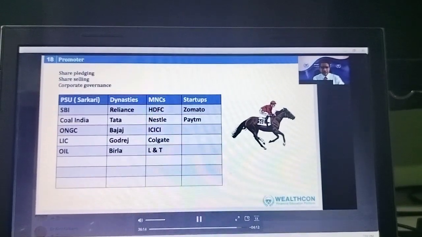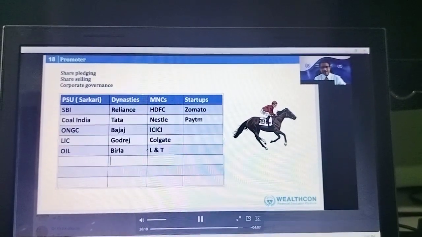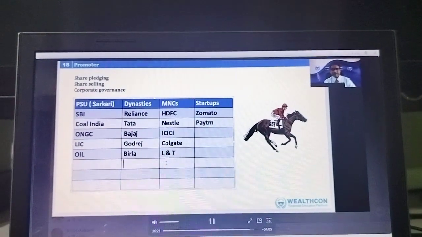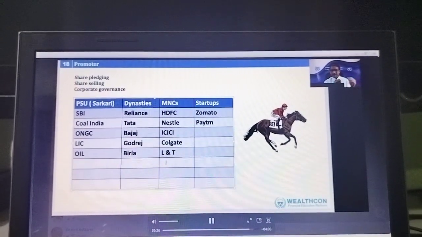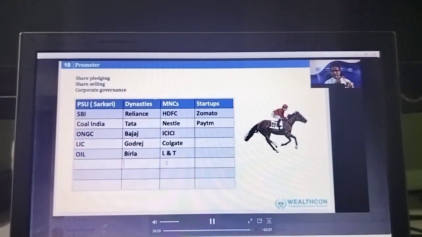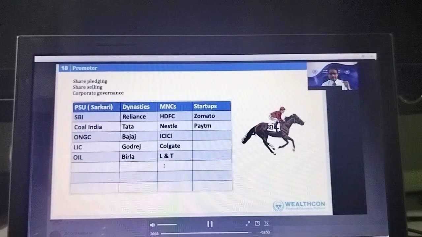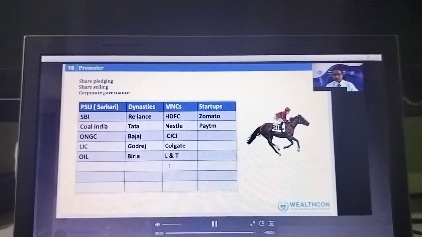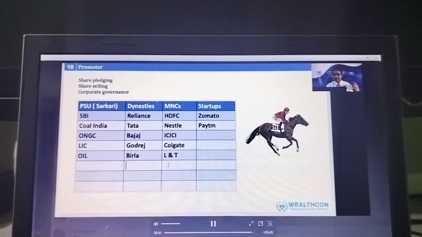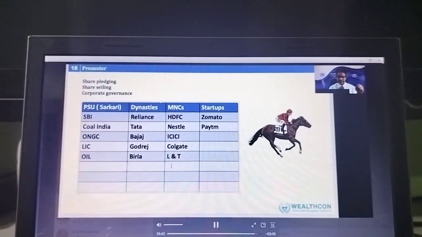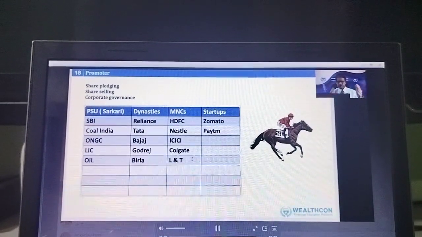Reliance, Tata, Bajaj, Birla, Godrej. Can you tell me some more dynasties you are aware of? I'll write here. Tell me the multinational companies which are run by professional managers, not dynasties. HDFC, Nestle, L&T, Colgate, ICICI, and then startups. These are run by recent people who are focused more on selling shares and taking funding from investors, and less focused on producing goods. So I classified promoters this way.